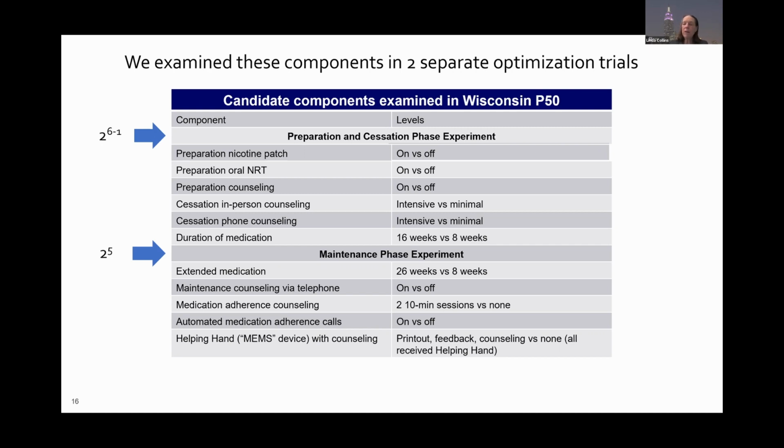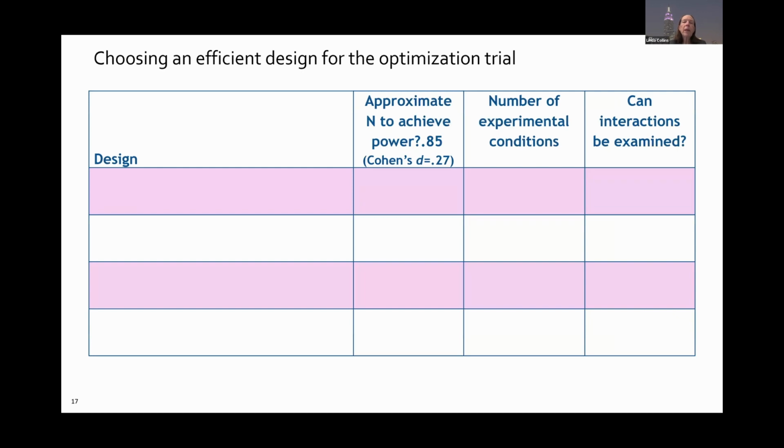I'm not going to talk very much about fractional factorial designs. Maybe we'll have a future webinar about that. But I do want to point out that factorial experiments are a lot more efficient than people sometimes think they are. So let's review some possibilities that you might think of for examining intervention components.